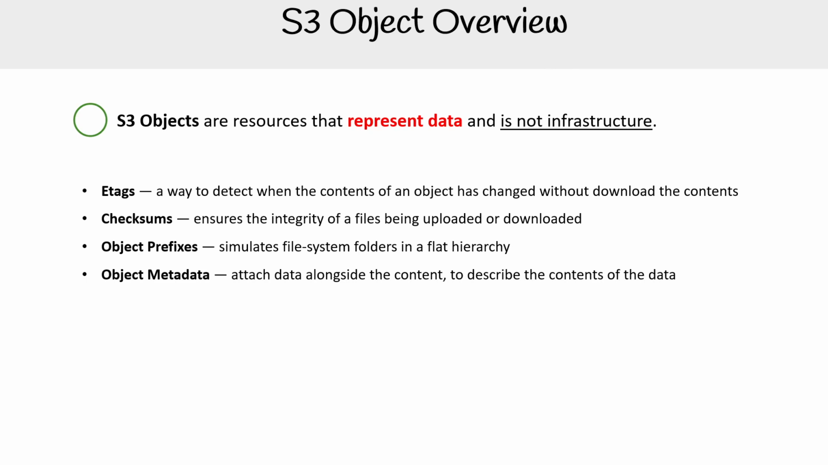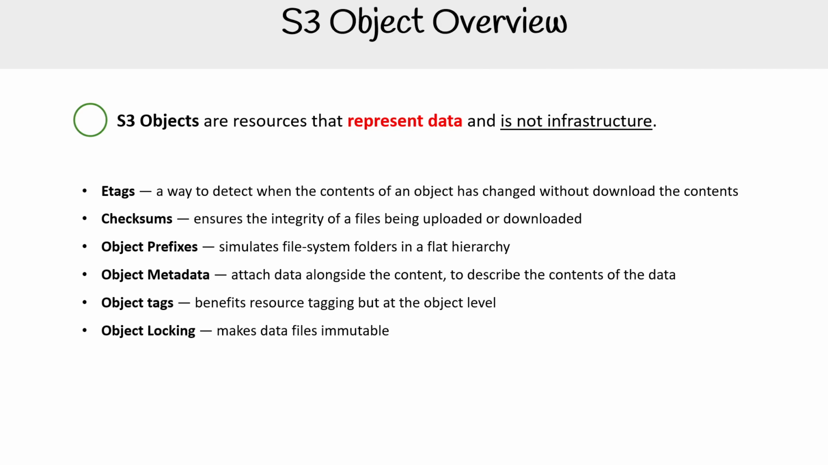We have object metadata. This allows us to attach data alongside the contents to describe the contents of the data. We have object tags. This gives us kind of the benefits of resource tagging, but at the object level. We have object locking. This makes data files immutable. We have object versioning. This allows us to have multiple versions of data files.